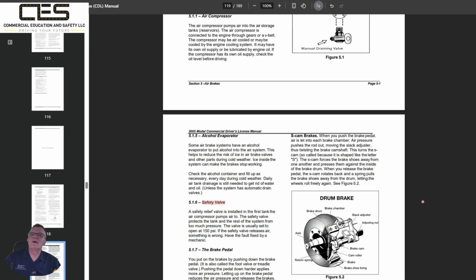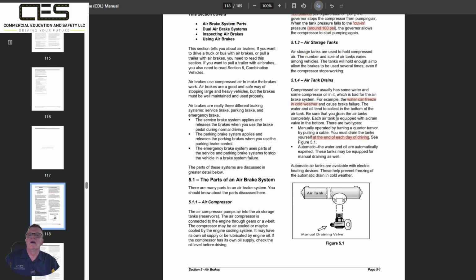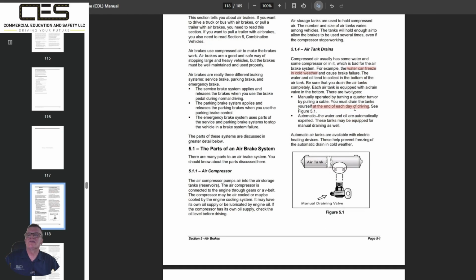So we already got some numbers. Let's go back and find these numbers again. We cut in at 100. That means the compressor starts working. The compressor stops working, cut out at 125. Water can freeze in cold weather, and we drain it at the end of each day of driving.